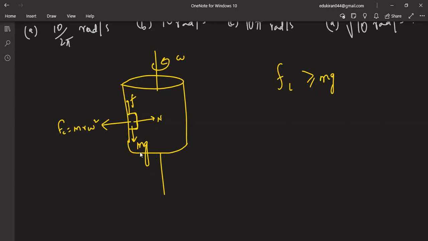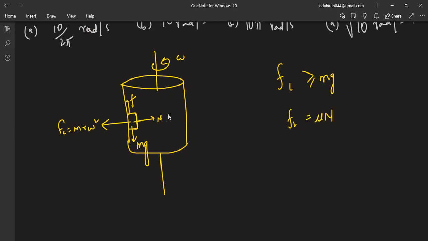Otherwise, when mg is greater, this will fall down because of gravity, it will fall downwards due to the weight. Now, the magnitude of limiting friction between two bodies is directly proportional to the normal reaction. Yesterday only we had seen. So this is equal to mu N.